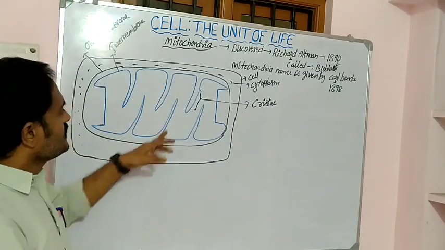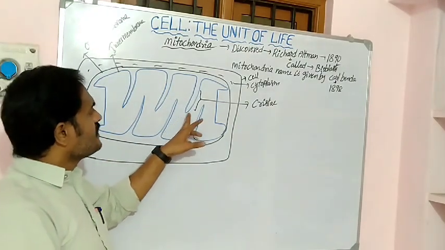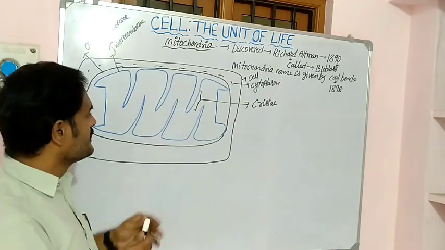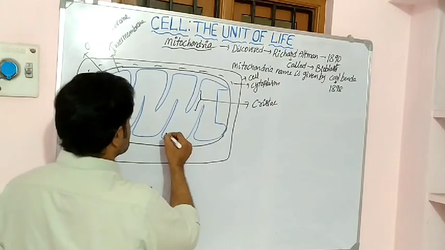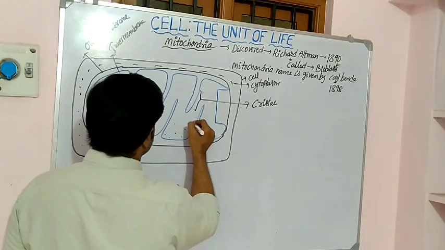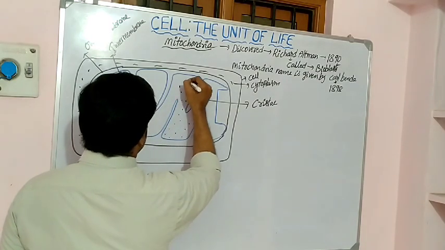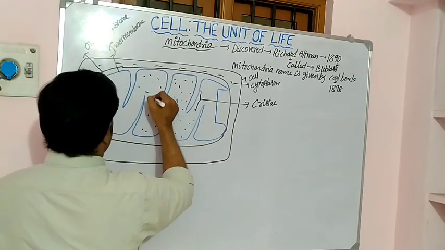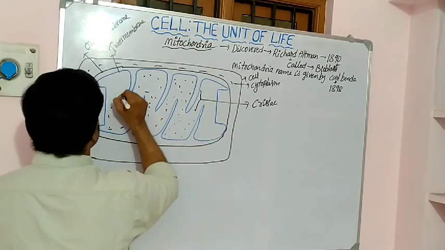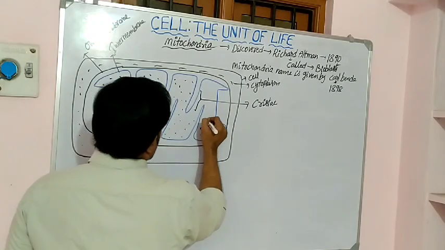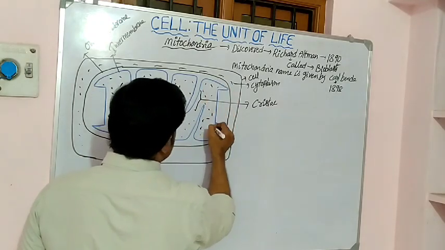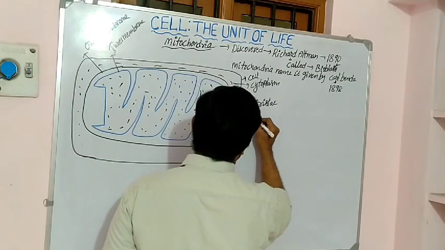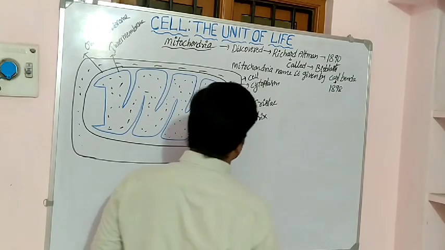Then inside the cristae, some space is present here. This space is also filled with fluid. See, some fluid is filled within this area fully. Like this. This fluid is called matrix. Okay.